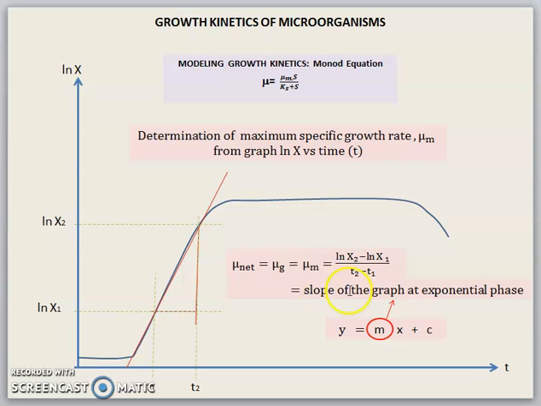From the equation here, you see that it is based on the slope of the graph at the exponential phase. Again, I highlight, the slope of the graph at the exponential phase. It means that if you're using Excel, you need to plot only the tabulated data at the exponential phase. Then from the linear line equation, represented by y equals mx plus c, you just take the slope of the graph.